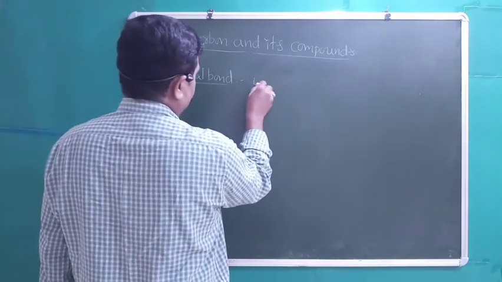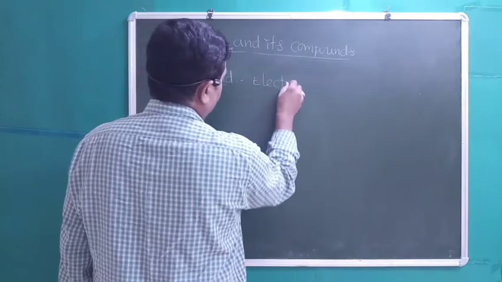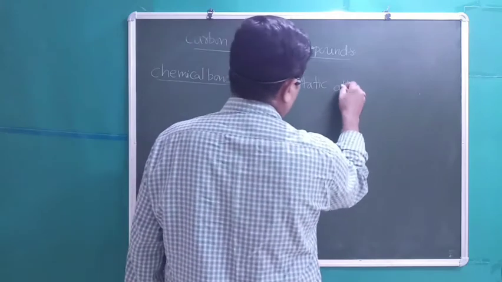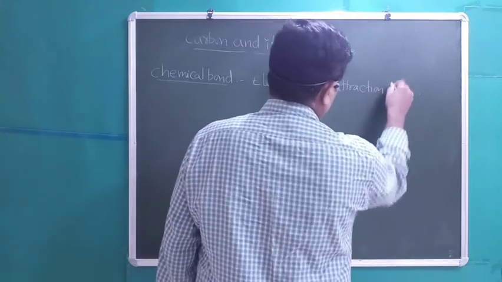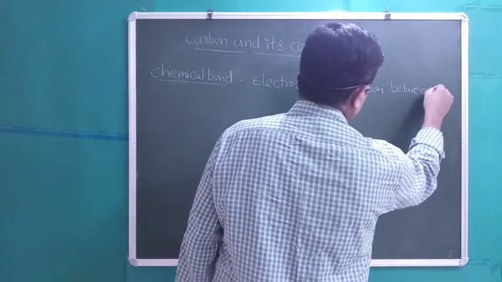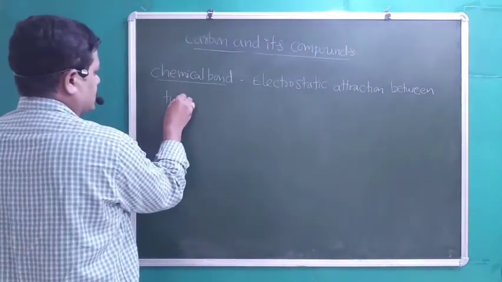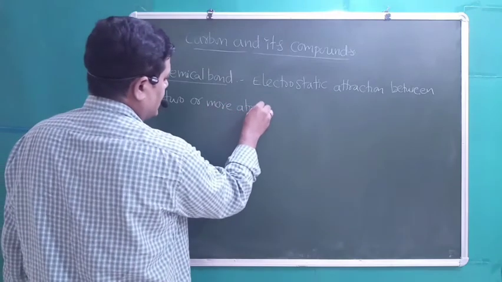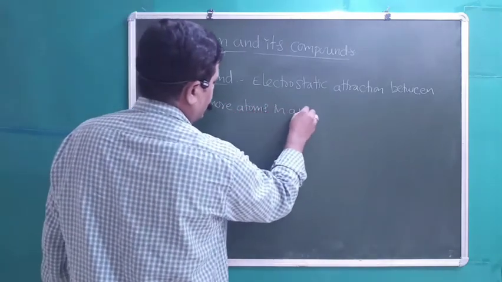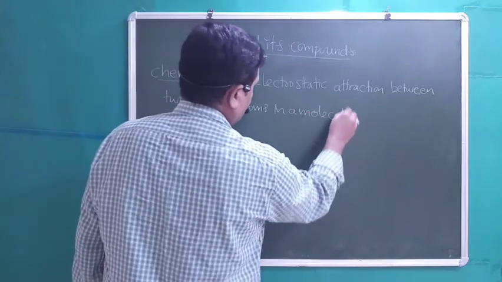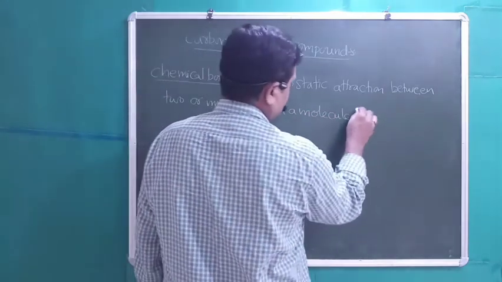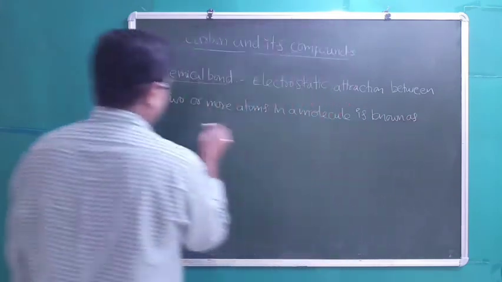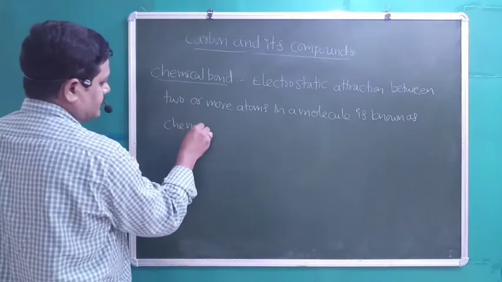Chemical bond is the electrostatic attraction between two or more atoms in a molecule, known as a chemical bond.